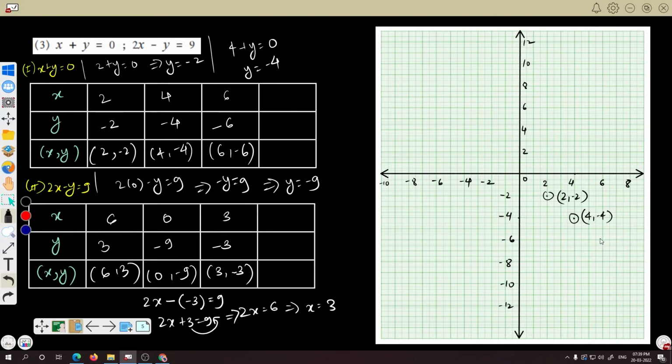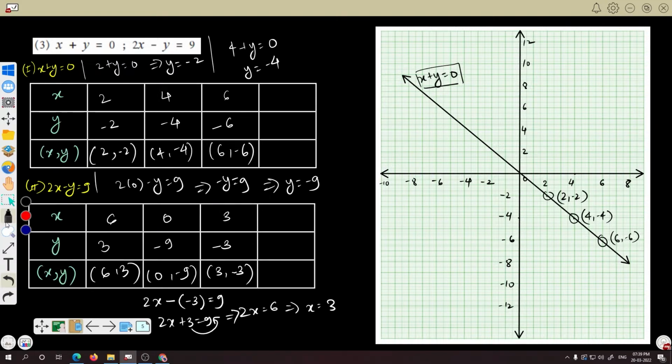The third point is 6 comma minus 6. So this point is 6 comma minus 6. I hope this is clear. To plot the graph, we will join all the points in such a way that the points lie on the same line, like this. I'll extend this as well. Make sure that the points lie on the same line. Now this particular line represents the first equation, that is x plus y is equal to 0. So just write the equation.